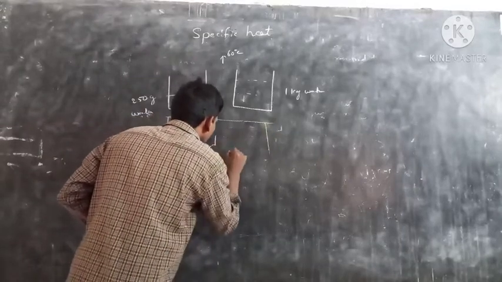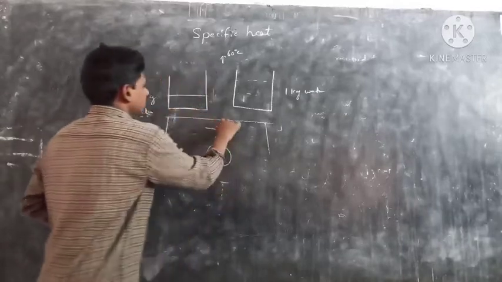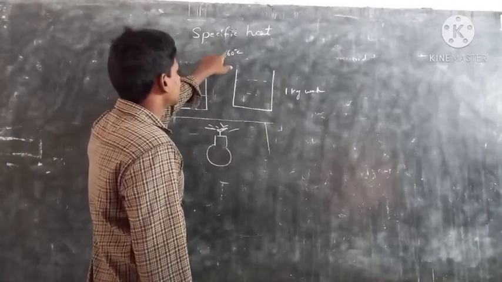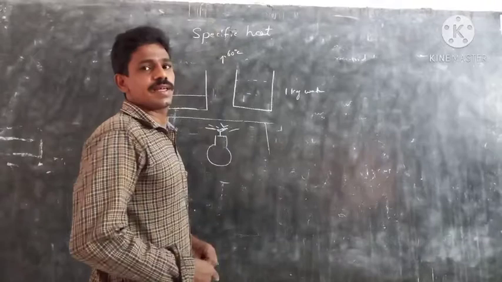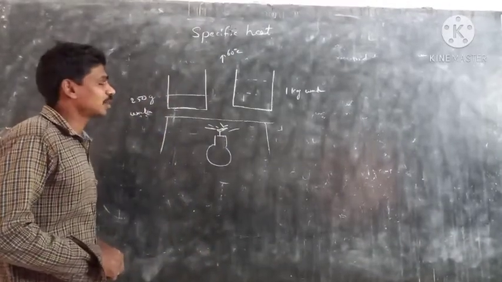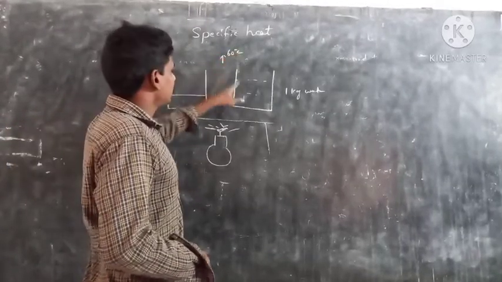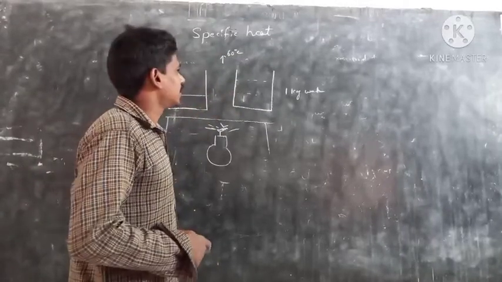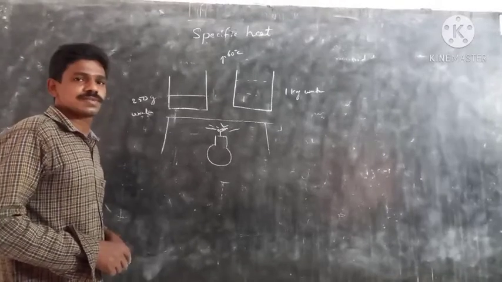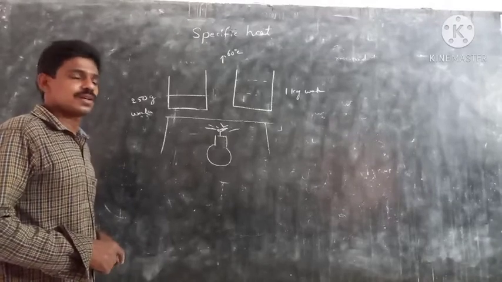And so we heat both beakers till the temperature rises to 60 degrees centigrade, and note down the heating time required to reach 60 degrees centigrade in each beaker. Note down the heating times in your notebook.